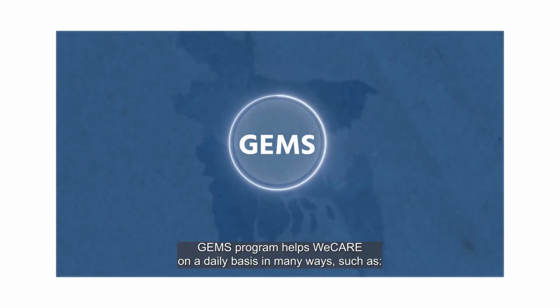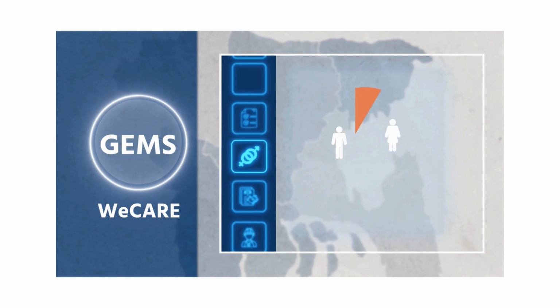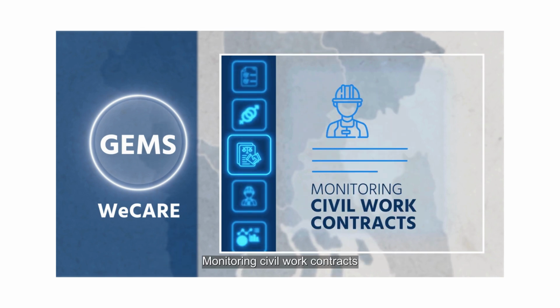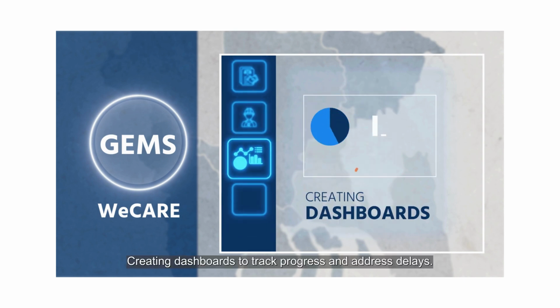The GEMS program helps WeCare on a daily basis in many ways, such as tracking daily work activities by day labourers, conducting assessment studies like a gender study, monitoring civil work contracts, verifying worker payments, and creating dashboards to track progress and address delays.